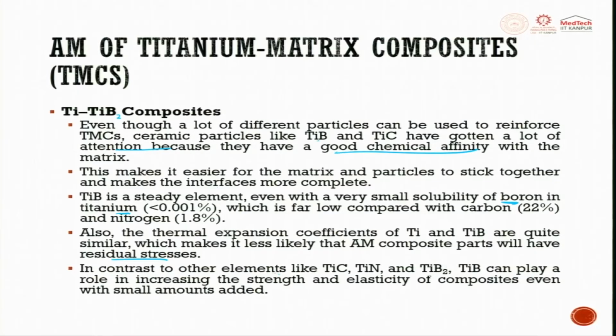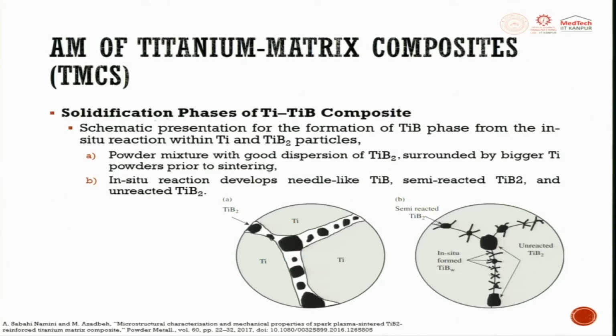In contrast to the other elements like TiC, TiN, TiB2, TiB can also play a role in increasing the strength and elasticity of the composite. So, the solidification phase of TiB composite, you can see here TiB is formed and this is what is Ti. Okay. So, here if we see semi-reacted TiB2, this forms in situ, formation of TiB is there, and here you see these are all unreacted TiB2s.